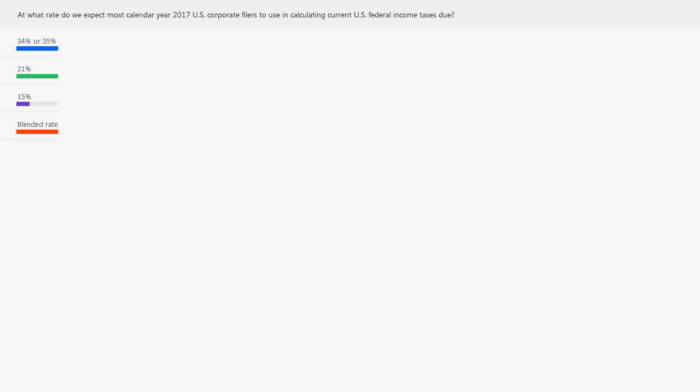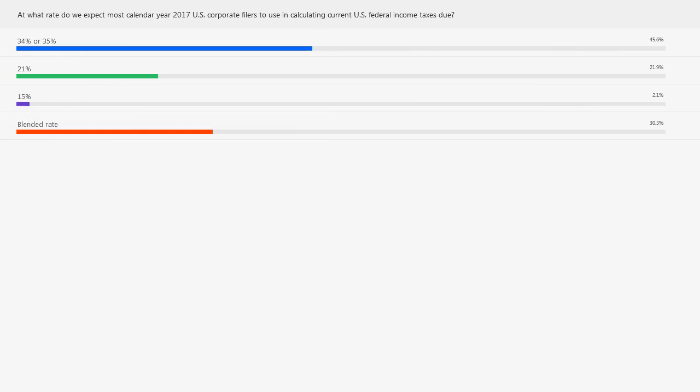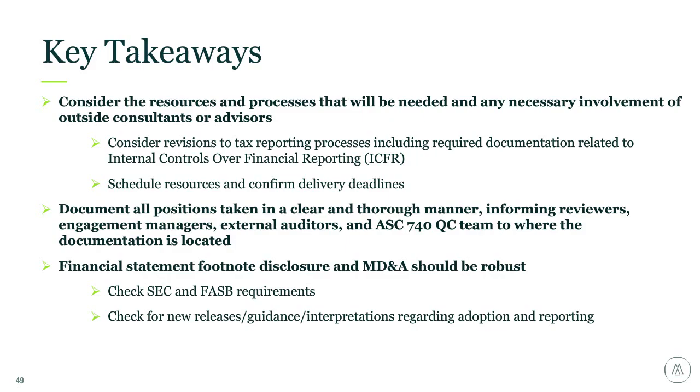All right, we'll take a look. And it is in the language. The correct answer is 34-35%, because you're calculating the current U.S. federal income tax. 21% would have been the correct answer on the deferred taxes, because they would be reversing at the future rate. And a blended rate can be the right answer if you weren't a calendar year corporation. If you were a fiscal year corporation, you may be required to use a blended rate, that's the days-weighted average. So definitely changes for people.